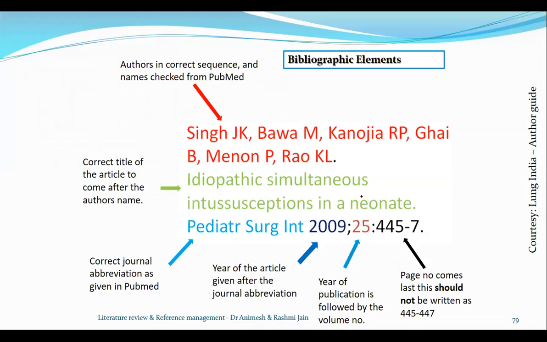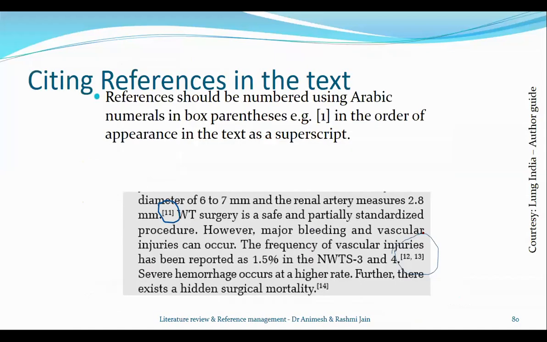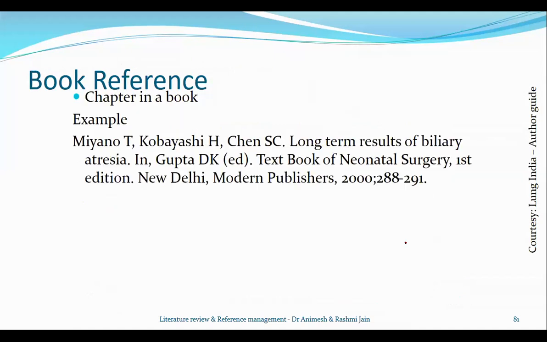Then we write the correct title, that's in green on your screen. Then we use an abbreviated correct form of the journal as it's used in the NLM catalog or PubMed. And then we use the year when the article was published. We use a semicolon and then the volume number. We generally don't use the issue number, and then we give the page numbers. So this is how we cite, okay? And this is how we go in the text, if you see, superscripting, okay?